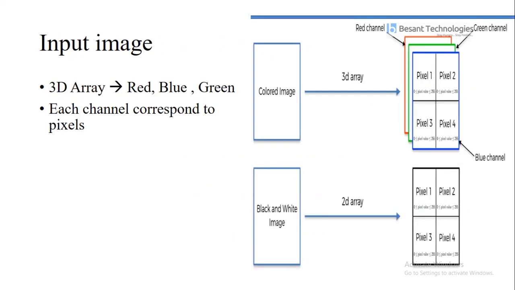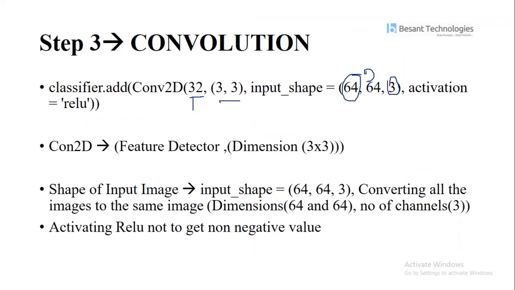So this is our third step. When we give a 3D array, this is your colored image, so the image will be converted into 3 dimensions: one is blue, another is green, and another is red. We call the red a red channel, the green a green channel, and the blue a blue channel. So it is converted into a 3D array. Each channel corresponds to one pixel. For a black and white image, it would be different. The first step is that we need to implement this layer.